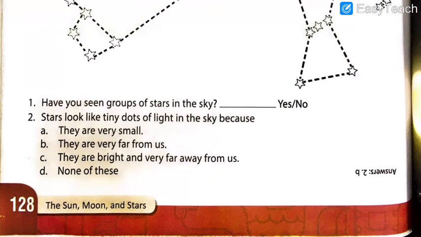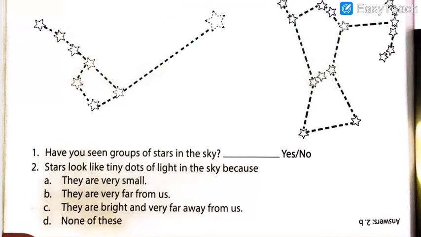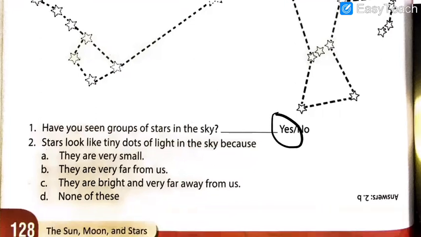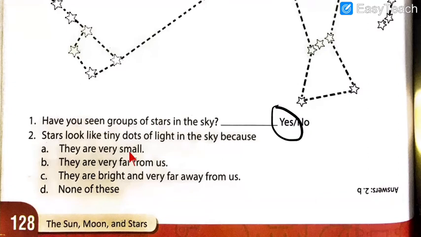So here the question is asked, have you seen the group of stars in the sky? Students, have you seen different groups of stars in the sky? Yes or no? Yes, I have seen. Stars look like tiny dots of light in the sky because they are very small? No, just now I said that some stars are very big, even bigger than the size of our planet Earth. So that should not be the reason. Can you say that they are bright and very far from us?